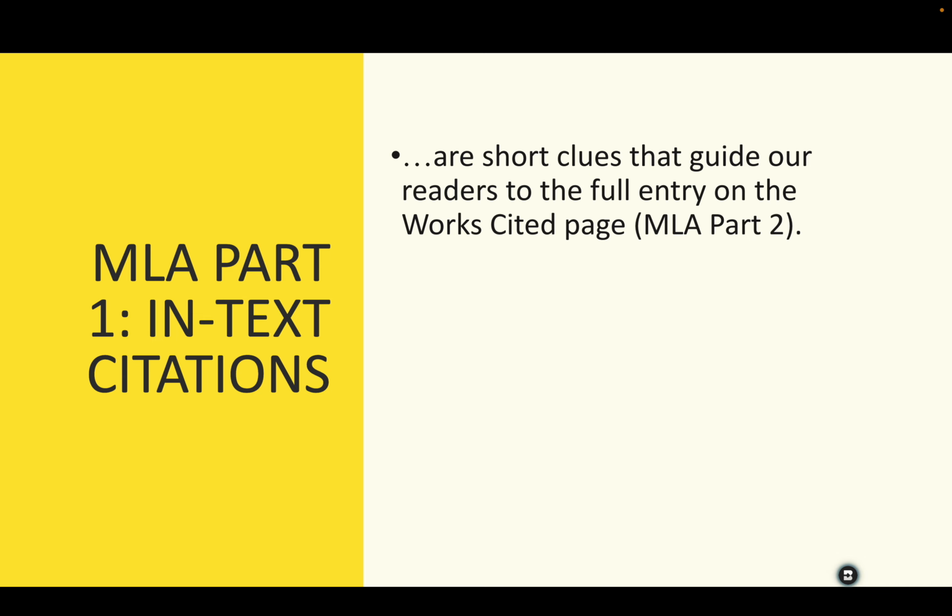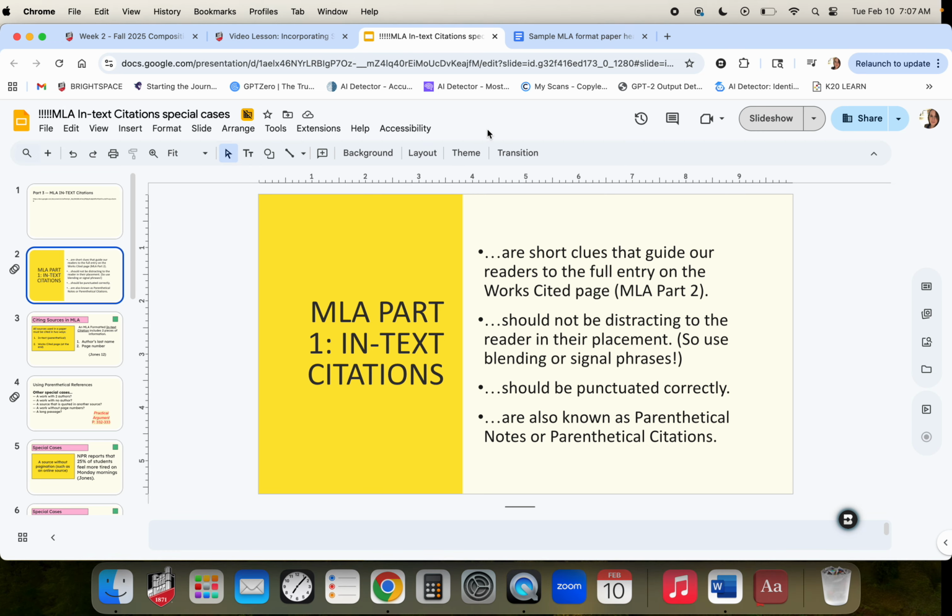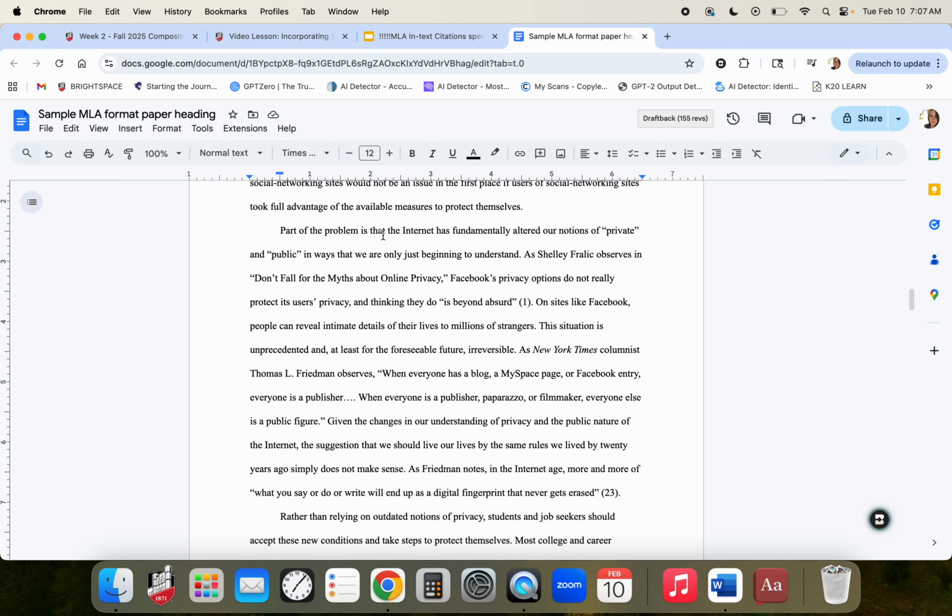First of all, an in-text citation is essentially a short clue that guides your readers to the full entry on the works cited page. So in the text itself of your paper, these are in the parentheticals. We sometimes call them parenthetical citations, the in-text citation. The in-text citation includes any mention of the author, any mention of the source it came from, and then that parenthetical citation at the end of the quote or paraphrase.